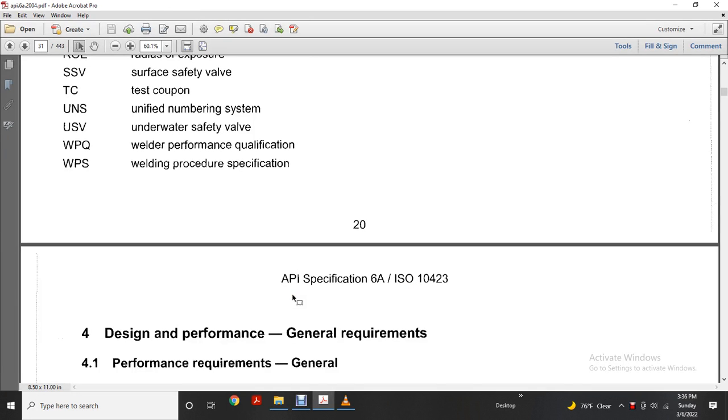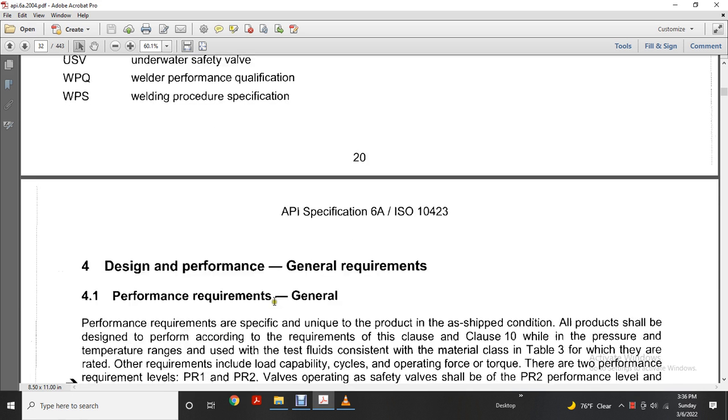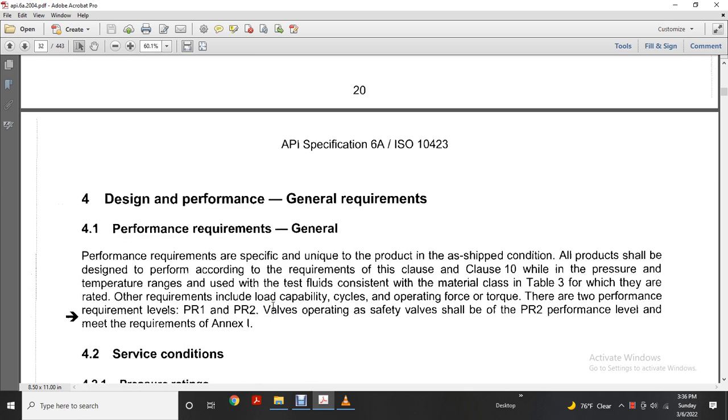American Petroleum Institute Specification 6A, ISO 10423. Design performance, general performance requirements. General performance requirements specific to the product as shipped to the condition. All products shall be designed to perform according to the requirements of this clause.